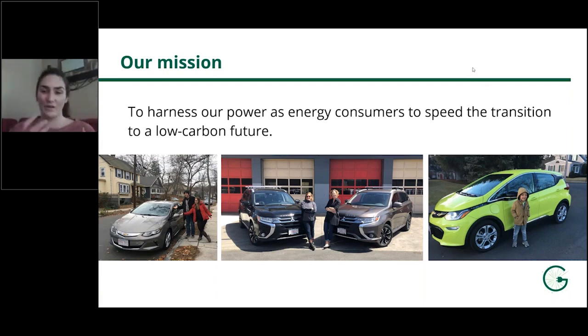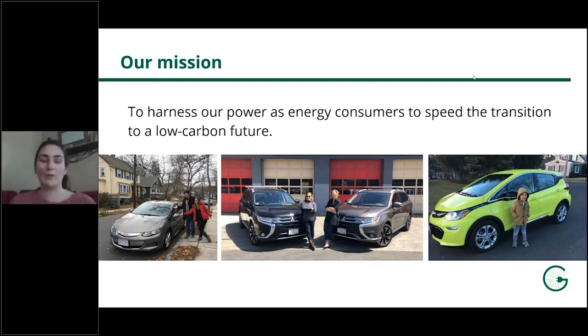Okay. So we are part of Green Energy Consumers. That's who we work for. Our mission at Green Energy Consumers is to harness the power of energy consumers to speed the transition to a low carbon future. We do this in a myriad of different ways, but primarily through our program and policy advocacy work. We are based in both Rhode Island and in Massachusetts, so you'll hear us mention both states in the presentation.